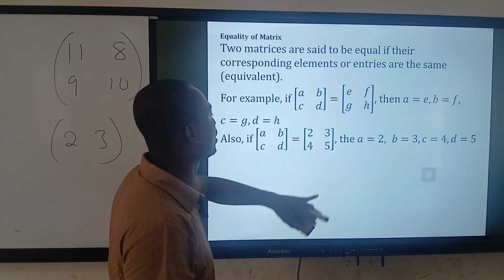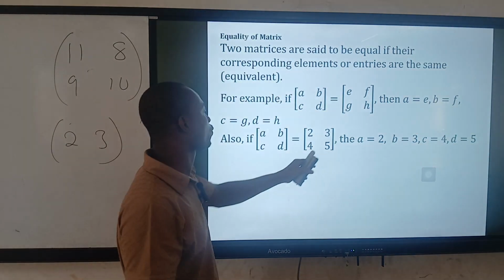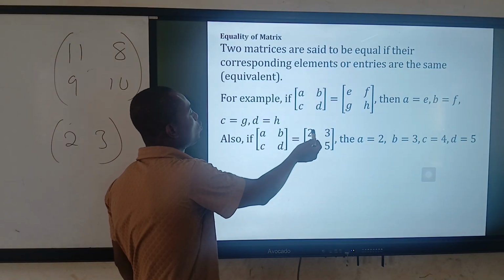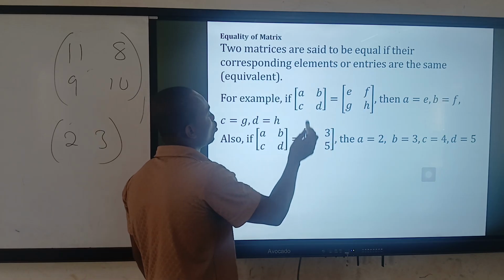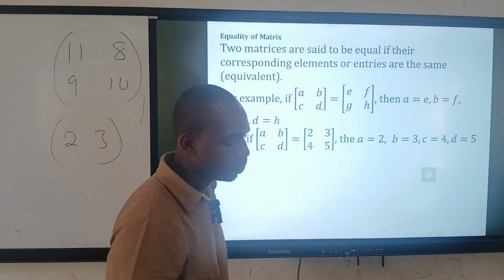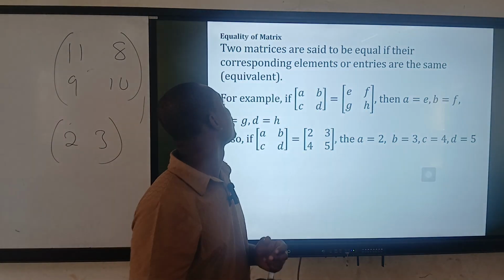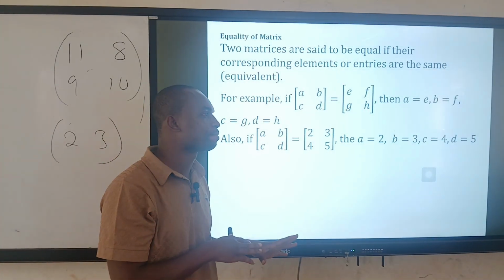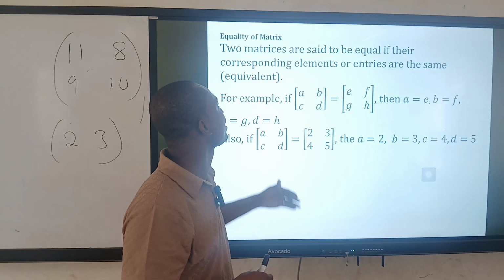So when a question like this is given to you, and you are asked to find A from this, to find A means that the A here is equal to 2, B here is equal to 3, C here is equal to 4, and the D here is equal to 5. So this is equality of matrix.